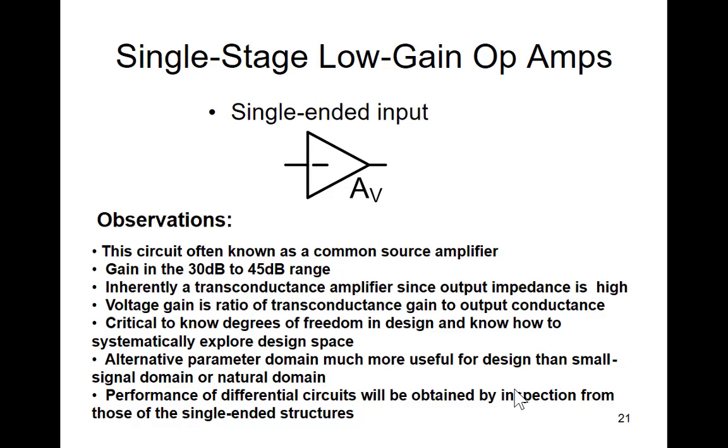This is inherently a transconductance amplifier since the output impedance is high. Input impedance is high and output impedance is high. So it's really a transconductance amplifier. The voltage gain is the ratio of the transconductance gain to the output conductance. Well, that's true in any structure because you can put in the two-port model and the voltage gain will be the ratio of GM to GO. It's critical to know the degrees of freedom of the design and how to systematically explore the design space.